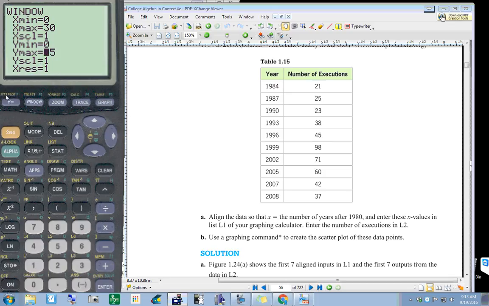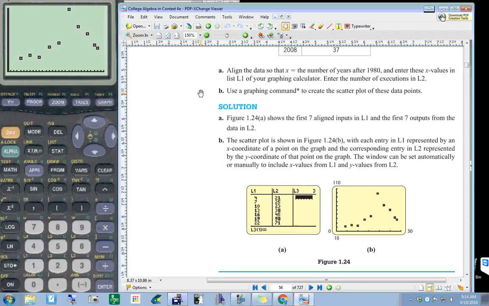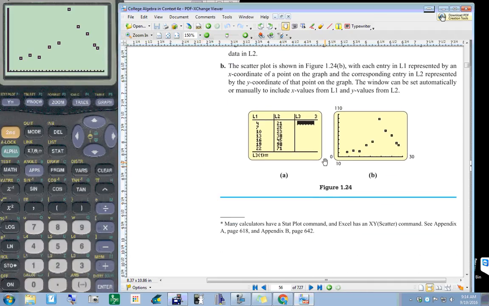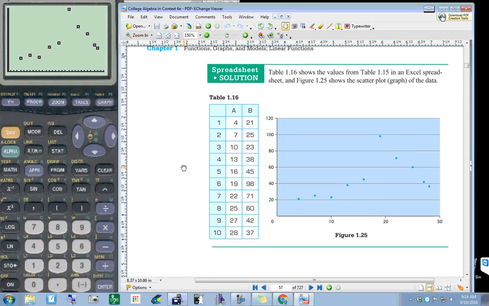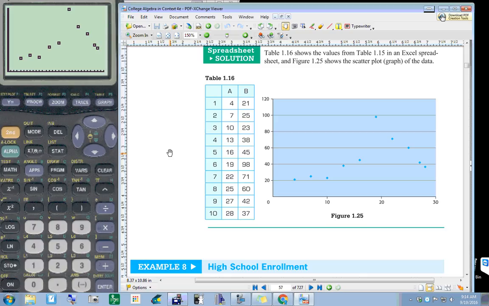So, what should I put this up to? Well, the highest one I see is 98, so I'm going to go to 100. So now when I hit graph, I get a scatter plot of the data. Handy, isn't it? So, let's continue on. So, they've got the data, they've got that. There we go. Again, you can do the same thing with the spreadsheet. Type the data in and use the table generator or graph generator, and away you go.